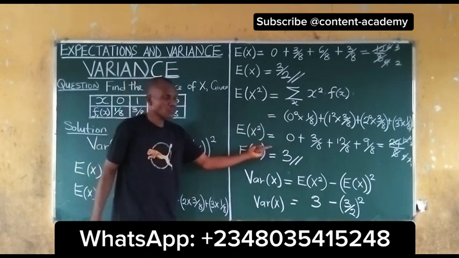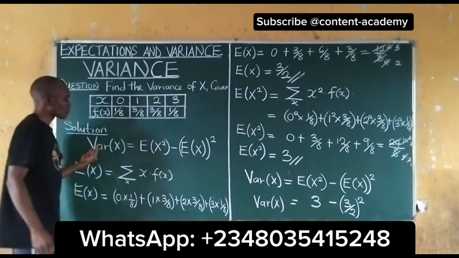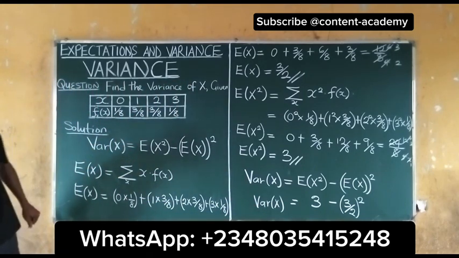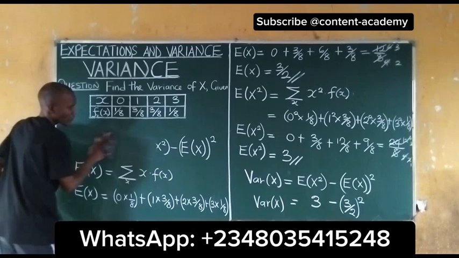The next thing to do as we have this is that we move over to this side to find the variance to complete the computation. So we move over to this side of the board.